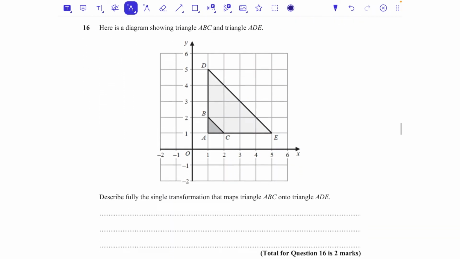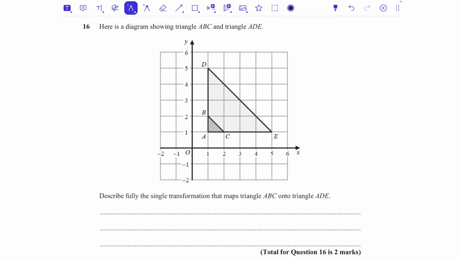Question number 16. Here's a diagram showing triangle ABC and triangle ADE. Describe fully the single transformation that maps ABC onto ADE. Now there are 4 transformations. There is rotation, reflection, enlargement and translation. I'm looking for one of those because it says the single transformation. I only want to pick one of those words. So I'm going to pick enlargement. This has been made bigger or smaller, but the size has changed, okay?